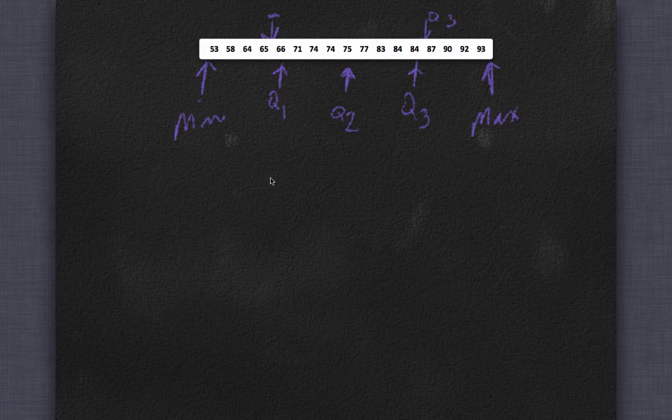These values make up what's called a 5-number summary. So 53, 66, 75, 84, 93, or 53, 65.5, 75, 85.5, 93. That would be the 5-number summary.